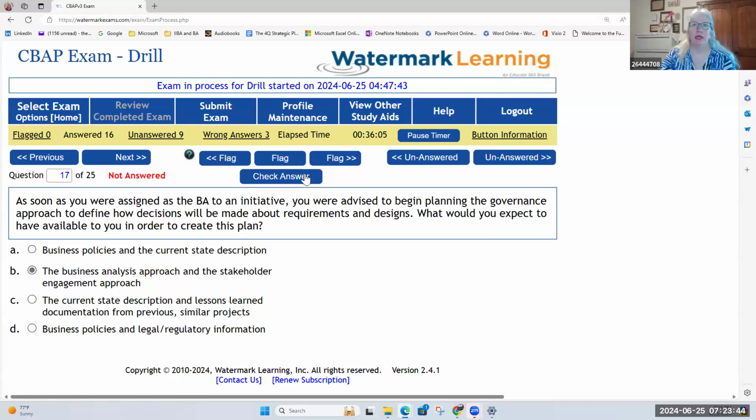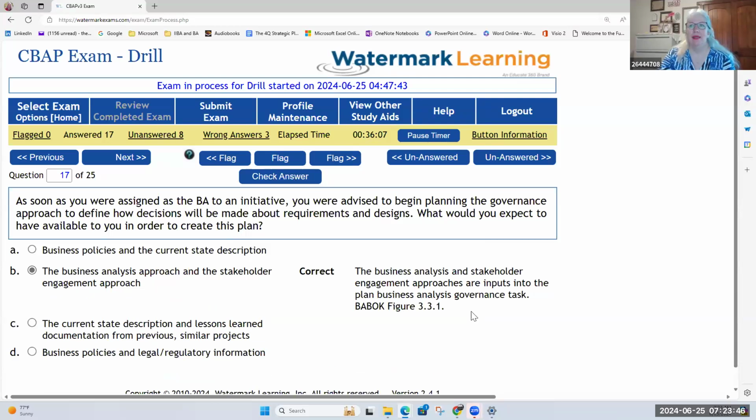I got 2 B's. Okay, let's check this answer. This is it. These 2 things are the inputs to the Plan Business Analysis Governance task. So if you know that what you're doing here falls into this task, it's easy to say these are the inputs that slide in. Very good, guys.